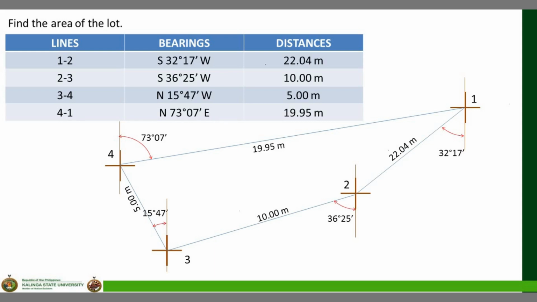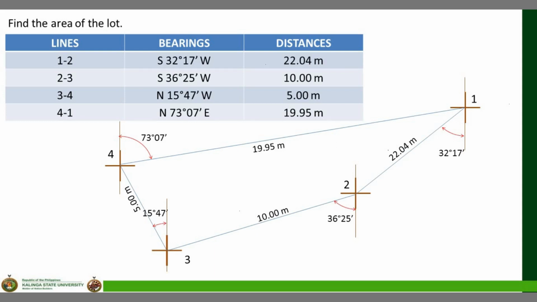So, how do I get the area of this lot? This lot has four sides. It is not a trapezoid, nor a rectangle, rhombus, or parallelogram. This polygon is very irregular. So, I'm going to divide this polygon into geometric shapes to make it easier for me.